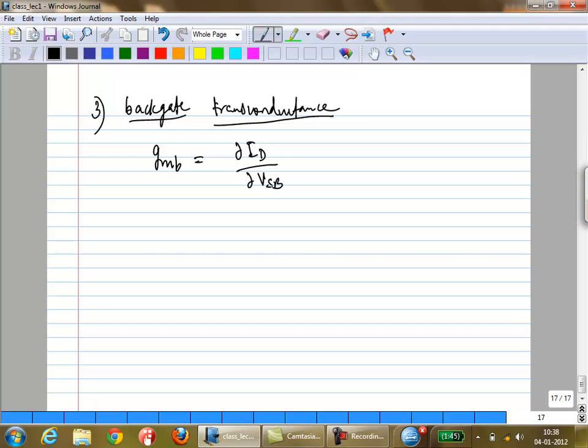Okay, so this is nothing but dou ID over dou VSB. Right, now that VT is a function of VSB, as you change your bulk source voltage, you're going to change your output current, ID. Right? And of course you're going to assume that VGS and VDS are constant. That's a given. Okay, this you can write as dou ID over dou VT times dou VT over dou VSB, because that's the only parameter which depends on VSB.